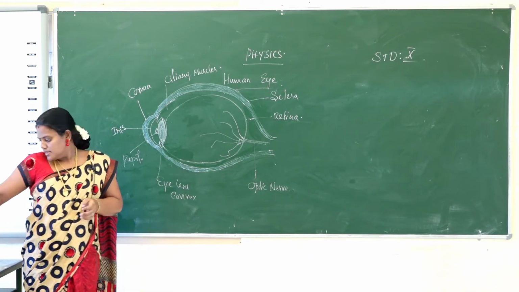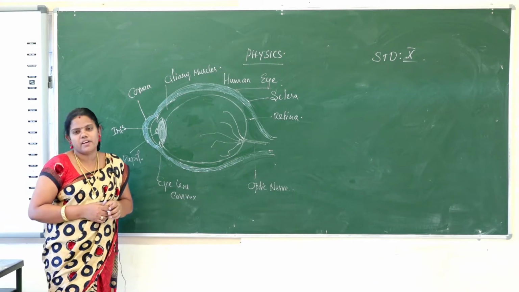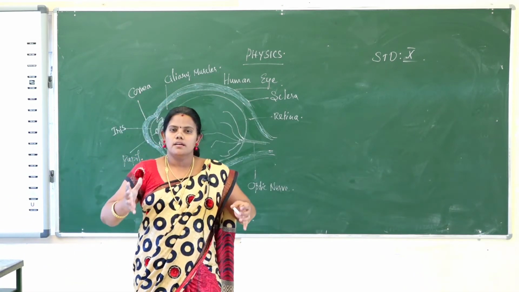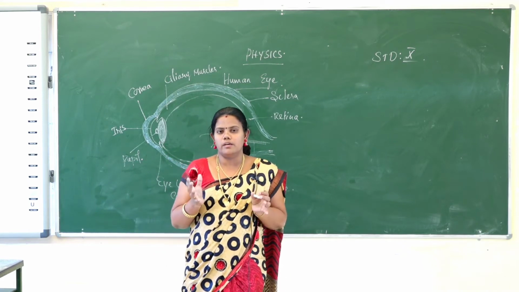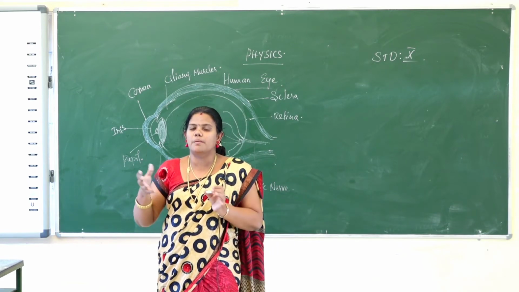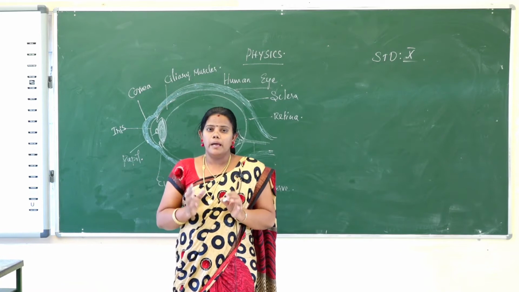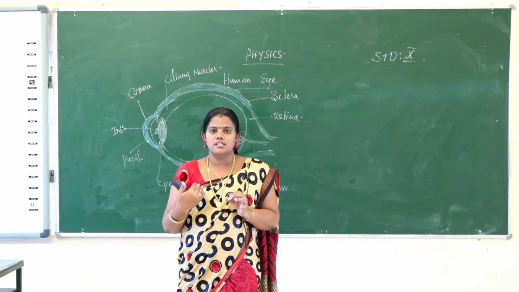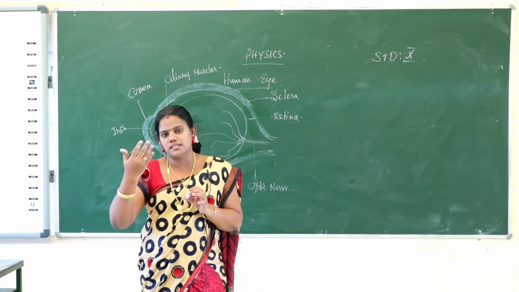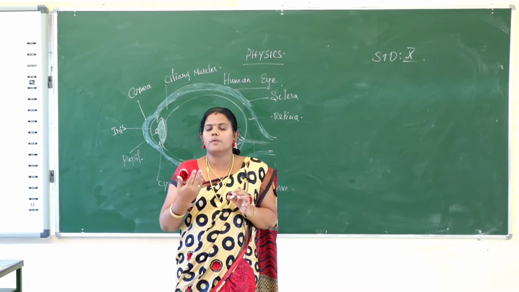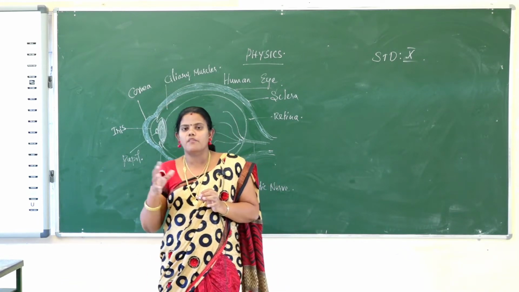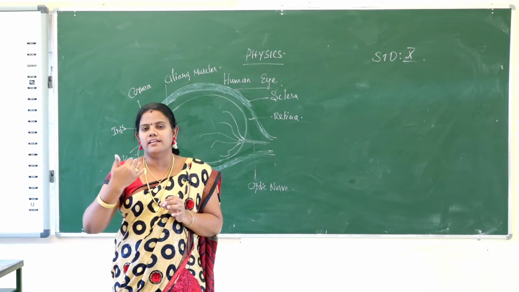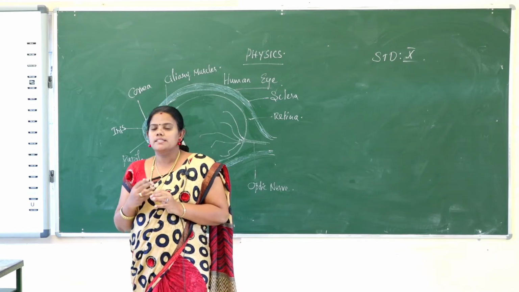Next, the third one is the power of accommodation. What is the meaning of power of accommodation? Accommodation means a situation of being well adapted. The power of accommodation means the ability to see objects at far distance and near distance. How far a distance an eye can see, and how near an object it can see. That is the power of accommodation.